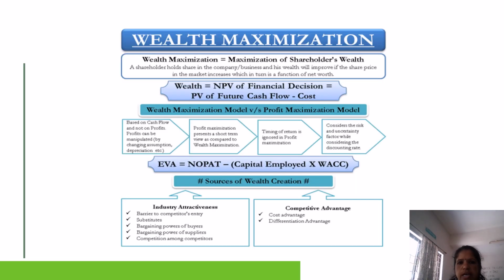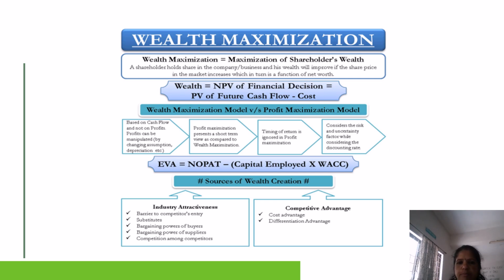Under the next session, we see wealth maximization. Wealth maximization equals maximization of shareholders' wealth. A shareholder has shares in the company or business, and their wealth will improve if the share price in the market increases, which in turn is a function of net worth. So the value of company shares will be increasing, and the shareholders' wealth also increases. Wealth equals NPV, that is, the net present value of a financial decision, equal to the present value of future cash flow minus cost. So they want to maximize the profit and reduce the cost.